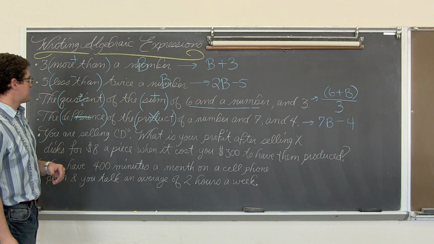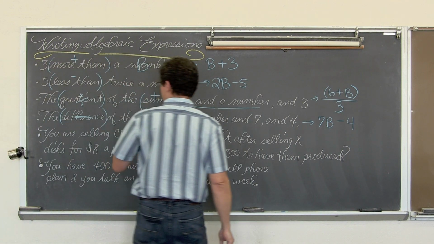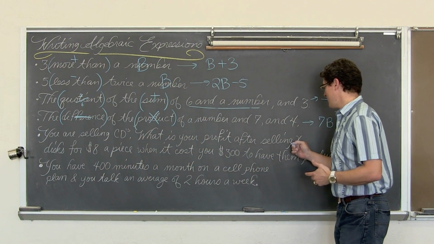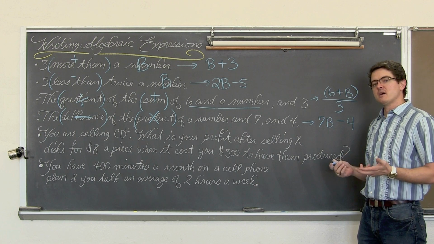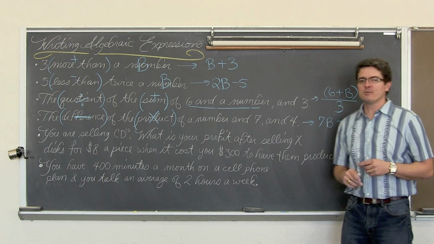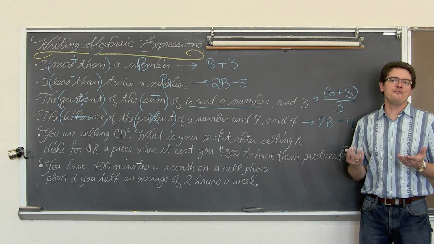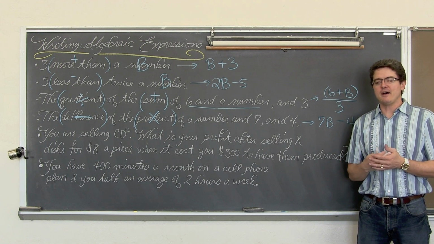You're selling CDs. What is your profit after selling a certain number of discs, an unknown number of discs, for $8 apiece when it costs you $300 to have them produced? Well, to answer this question, you have to understand what profit is. Profit is what you have left after, like a store.